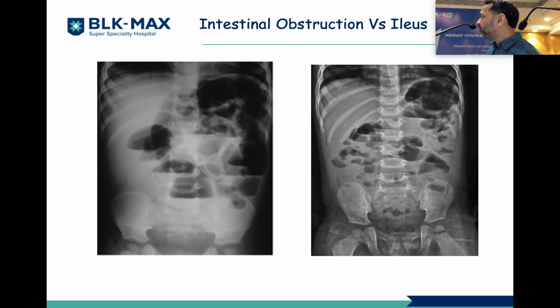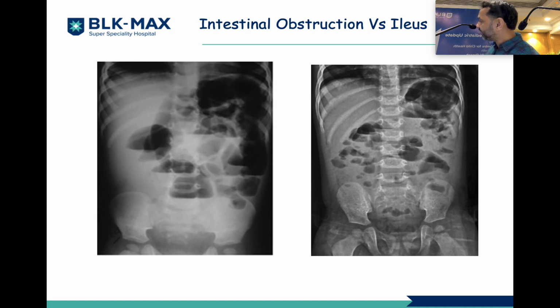Now, it is very important to differentiate between intestinal obstruction and ileus. Why? Because true intestinal obstruction needs surgical correction, but not the paralytic ileus, which we see in patients with either gastroenteritis or sepsis. So, if you see this X-ray, here you can see some dilated bowel loops with a few air-fluid levels also seen, but they are very small, and also there is some gas in the rectum.